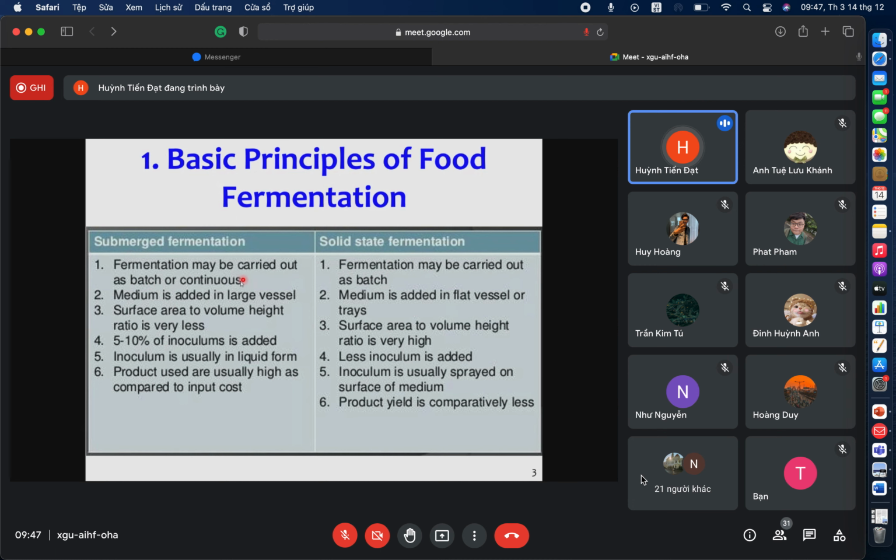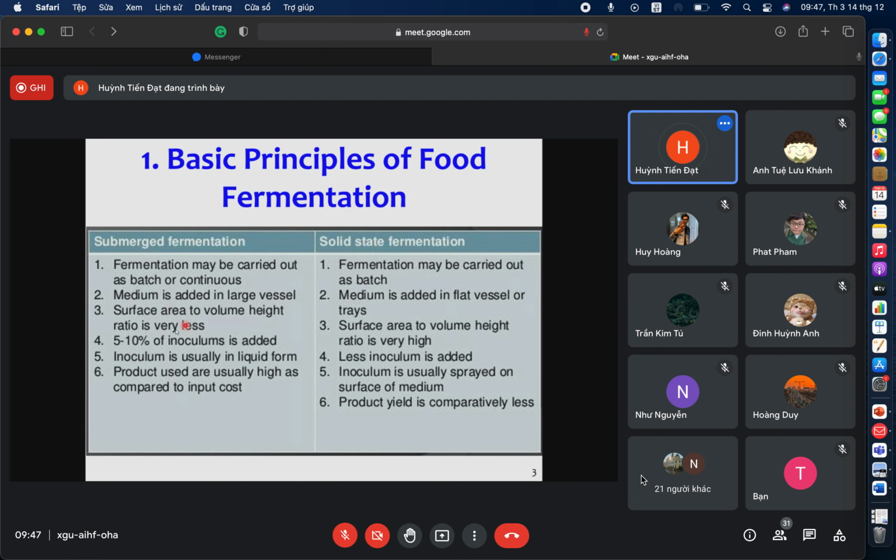They can maybe carry out in the batch or continuous. Depends. Okay, most likely we're using beer fermentation or something like that. The medium is added into the last vessel, and then the surface area to the volume height ratio is very less. So the surface area to the volume height ratio is mean that like how much we fill in the vessel. Okay? We need to maintain the space in there, and around 5 to 10% of the inoculums is added.